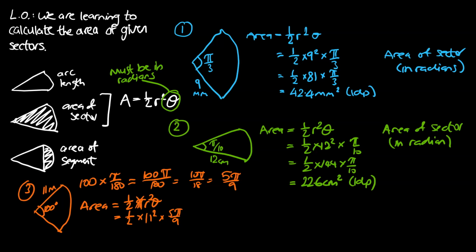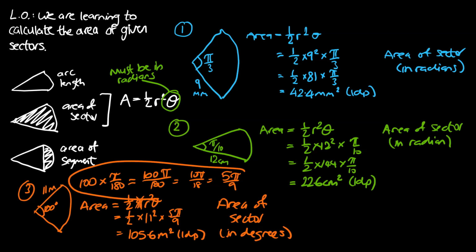That gets us to 105.6 meters squared. That was 1 dp. And what we just did there is we calculated the area of a sector. And in this case, we were given degrees, so we had that extra step of converting it to radians.